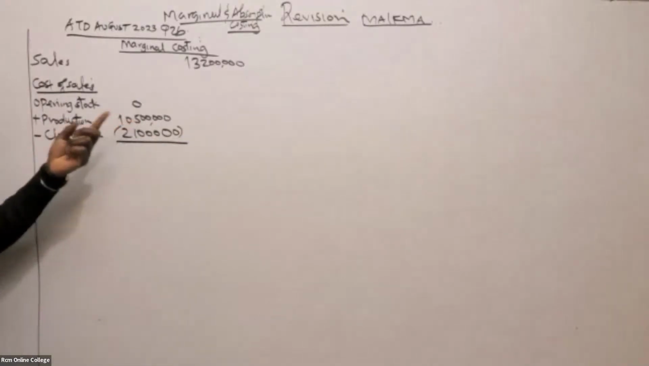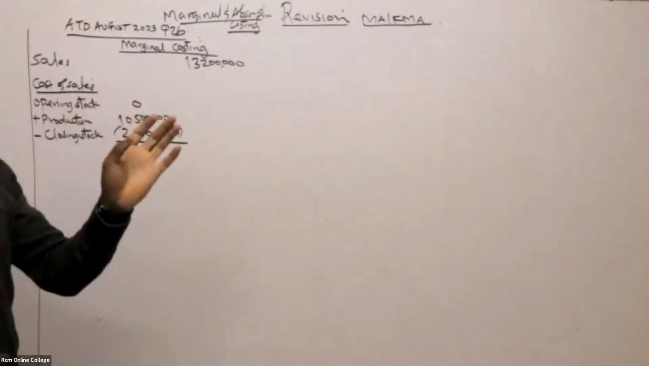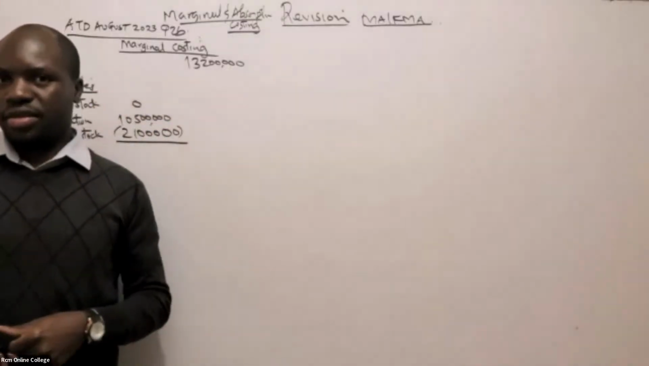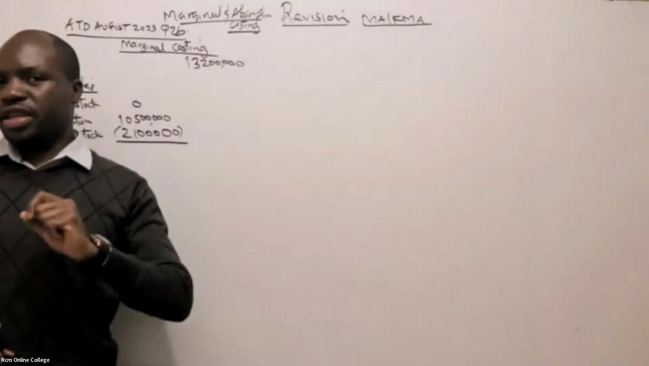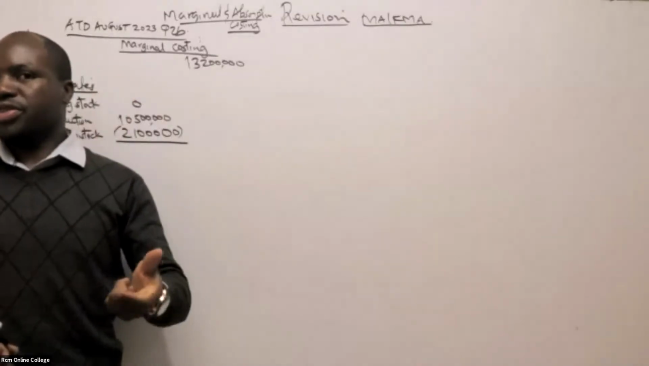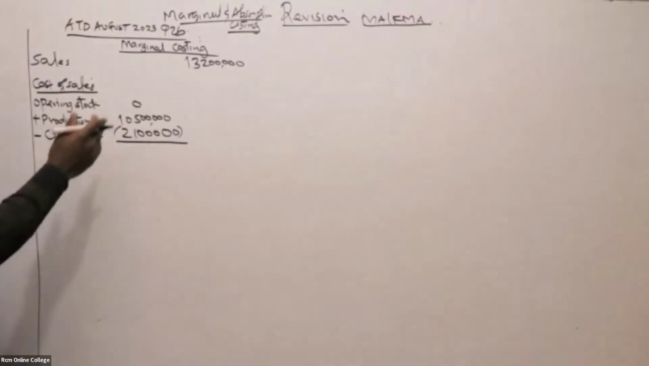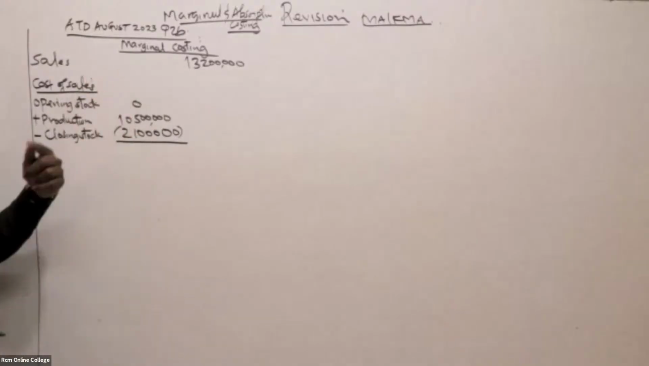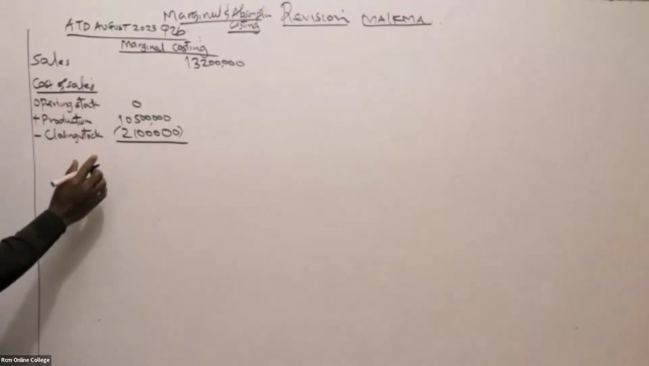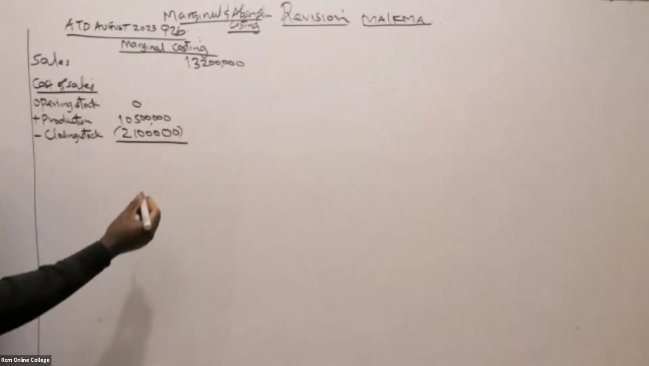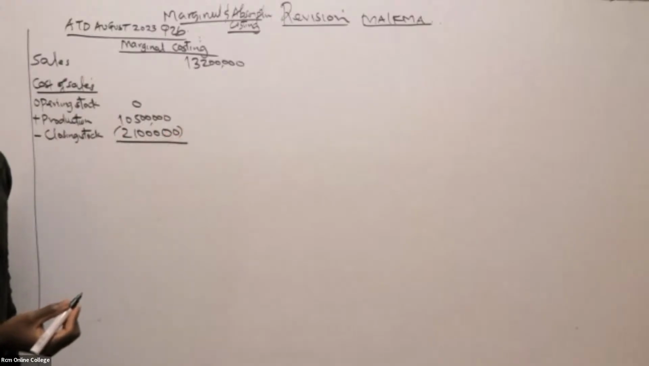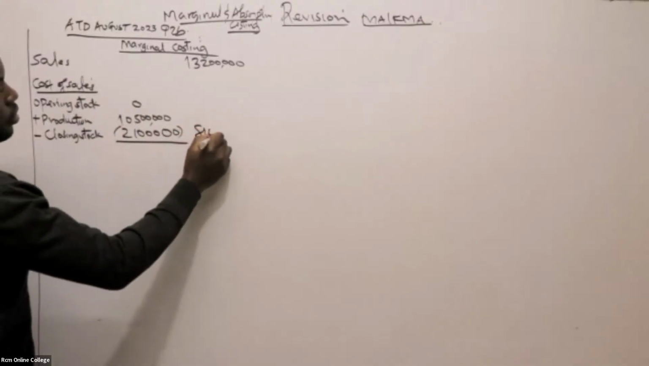Somebody was inquiring, how did we get the 10,500,000? You produced 30,000 units, and the production cost under marginal costing is 350 per unit. So 30,000 times 350 should give you 10,500,000. Good. So what are you getting as the production cost? Cost of sales. What is our cost of sales? We are getting 8,400,000.